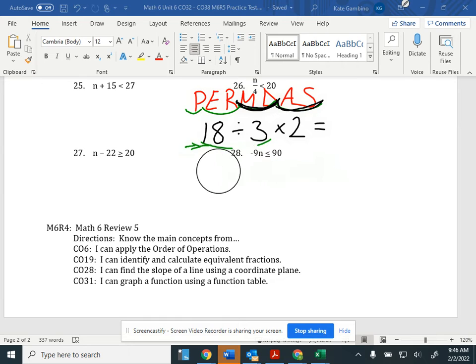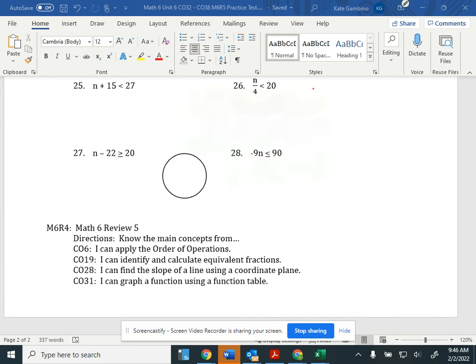All right. Next review is I can identify and calculate equivalent fractions. So you might see something like, what is an equivalent fraction to 3/4? Oh, I know one. Nolan?